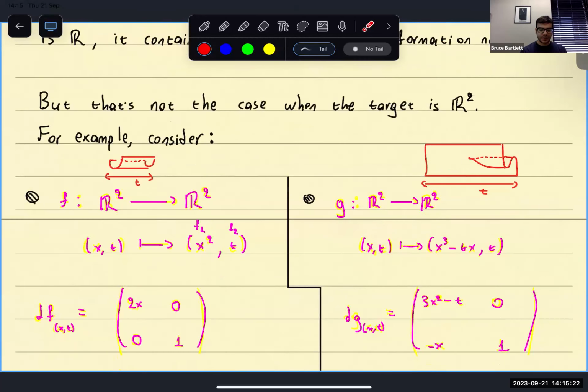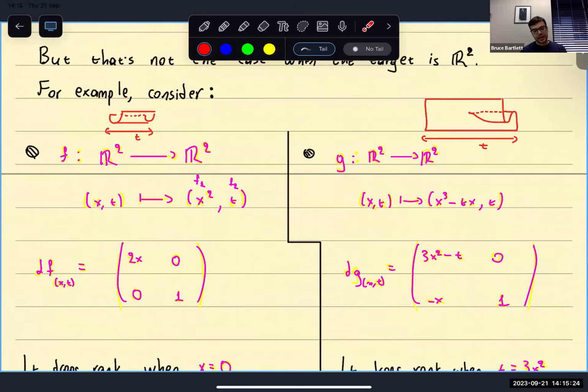Here the target is R2. So these are actually, they would both be transverse to S1, the first jet section.